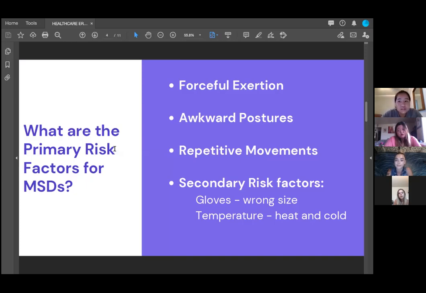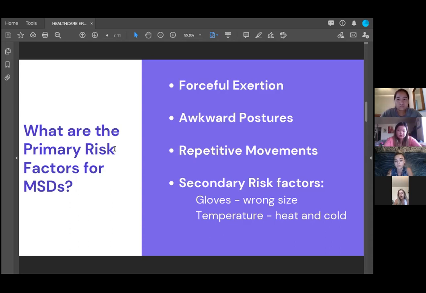Yeah, so the primary risk factors for MSD are forceful exertion, which is basically the force is the amount of effort required to perform a task or job. The more force exerted, the greater the stress on the body. So an example of that would be lifting, pushing, pulling that you require to exert force or your muscle effort. The next one would be awkward postures.